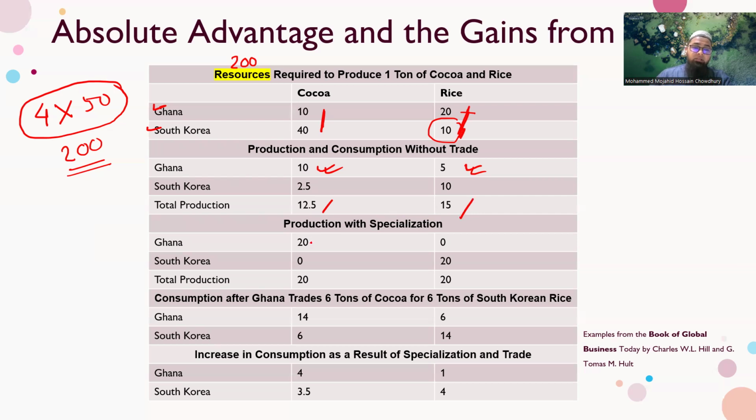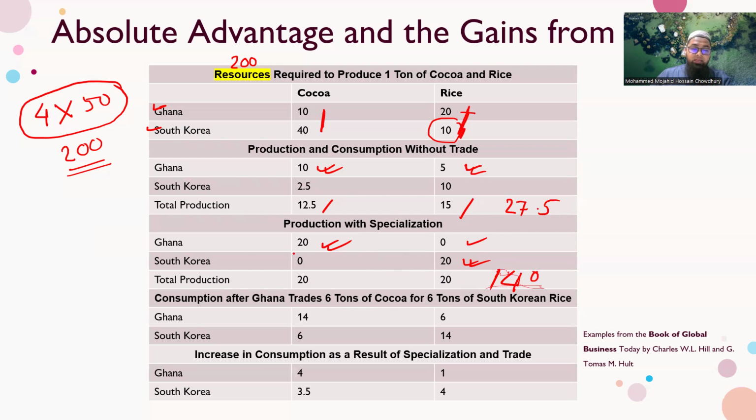So Ghana has the absolute advantage in producing cocoa, and South Korea has the absolute advantage in producing rice. If Ghana emphasizes cocoa, with the 200 resources, they could come up with 20 ton and zero in rice. And in the 200, South Korea can produce 20 ton of rice, and in total they could make 20 and 20. It's like 40. But if we see here, it's like 27.5. Here we see total, it's like 40.